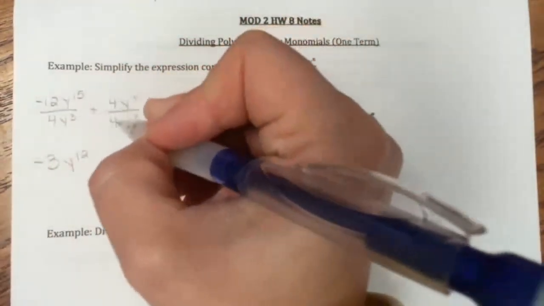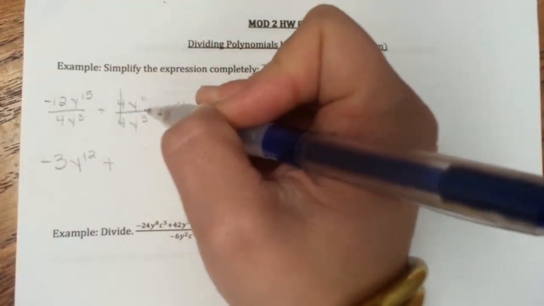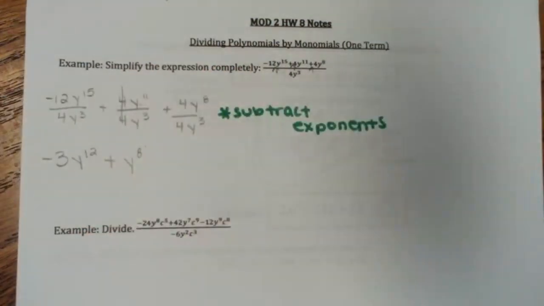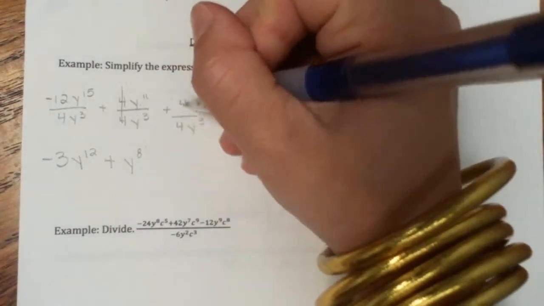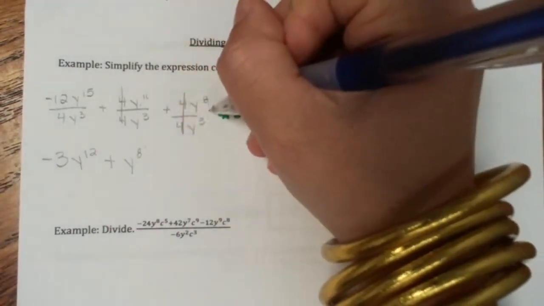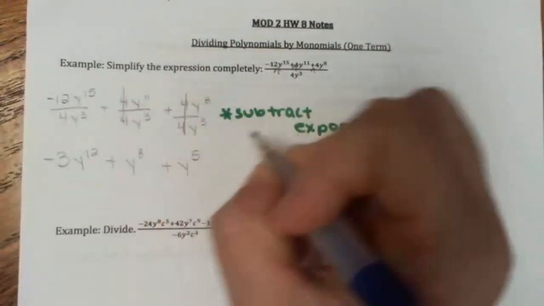Now next one, positive 4 divided by positive 4 will divide out and give us positive 1. So positive 1, I don't need to write that 1. Y to the 11th divided by y cubed, I can subtract those exponents. 11 minus 3 would give us 8. So positive 1 y to the 8th, or just y to the 8th. Likewise, positive 4 divided by positive 4 cancels out. We're left with y to the 8th divided by y cubed. 8 minus 3 would give us 5. So we're left with positive y to the 5th power.